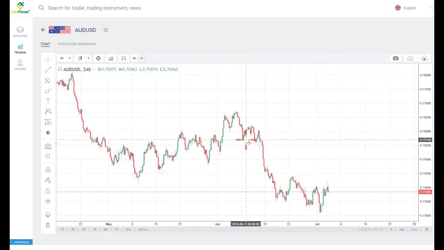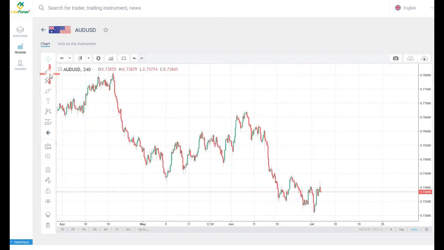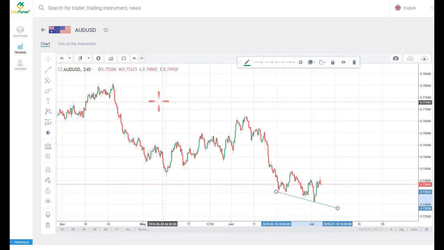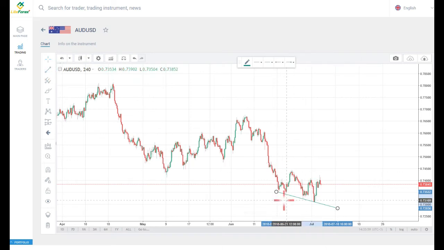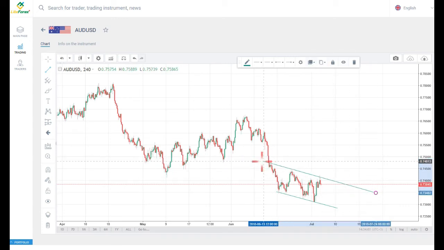So as we move down, we find more and more patterns. Now for the beginners it must be hard to see, but if you look at this area, you can see how price has been going down, and yet we don't have a breakout yet. What we can also do is to draw an upper line. So once again, another channel.